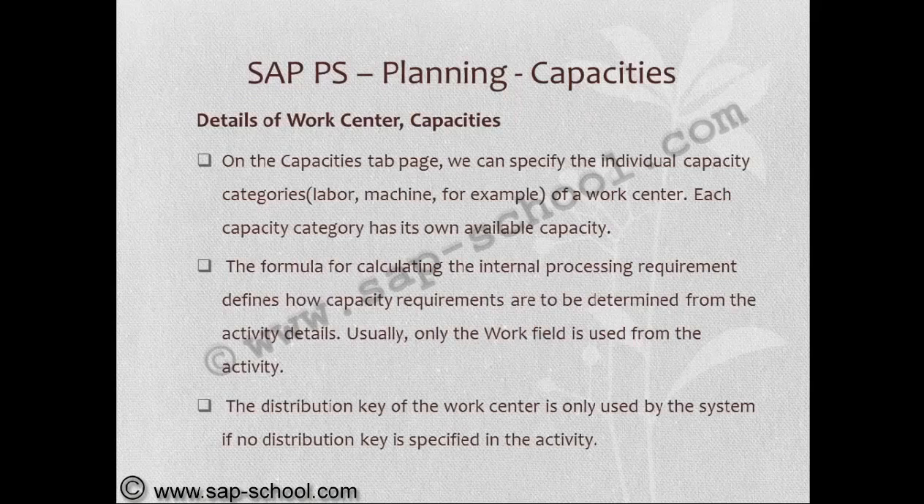Now we'll see details of work center and capacities. On the capacities tab page, we can specify the individual capacity categories of a work center. Each capacity category has its own available capacity. The formula for calculating the internal processing requirement defines how capacity requirements are to be determined from the activity details. Usually only the work field is used from the activity. The distribution key of the work center is only used by the system if no distribution key is specified in the activity.